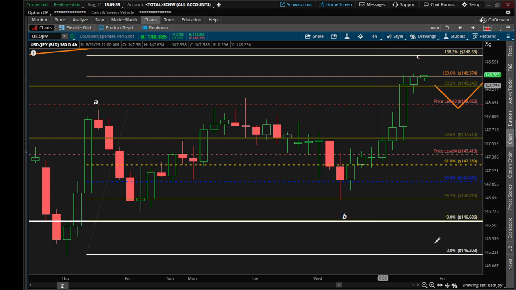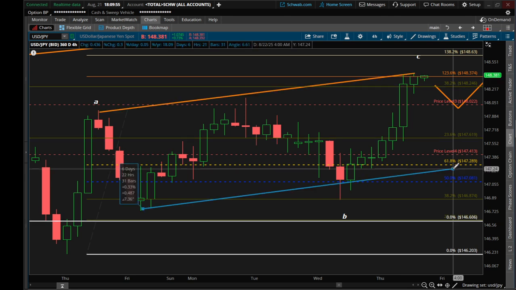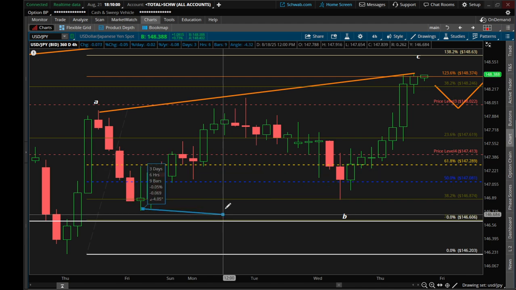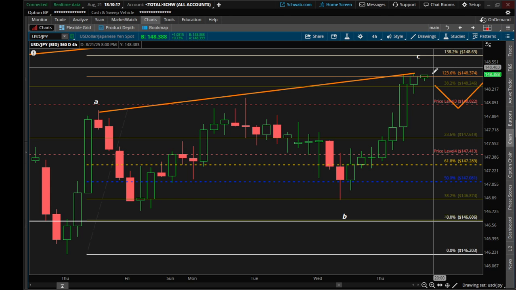Looking for a triangle somewhere. So if we do this, don't really like it like that. Well, I'm not really seeing a triangle pattern stick out, so we'll just go by the 123.6 right now. Maybe this subdivision here was just a regular flat. Looking like we're going to break the 123.6 right now, head up to the 138.2 before we get this pullback.